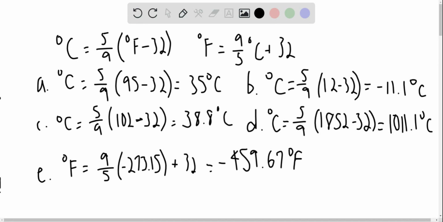So yeah, this was pretty straightforward, just a lot of plugging in and chugging. So just make sure you remember the equations because this is a pretty important equation because the US does use Fahrenheit, but internationally they use a lot of degrees Celsius. So it's useful to just know this equation.